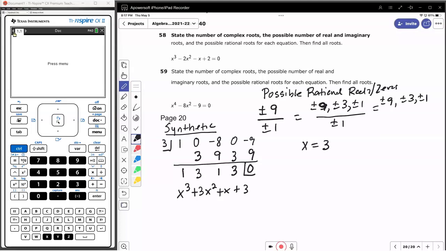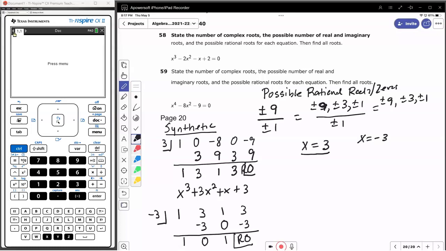Now we have 3, we can try negative 3 if we want. So we have 1, 3, 1, 3, and we know it's a root if the remainder is 0. Negative 3 times 1 is negative 3. 3 plus negative 3 is 0. Negative 3 times 0 is 0. 1 plus 0 is 1. Negative 3 times 1 is negative 3. So that's 0. So the remainder is 0, and like I said, if the remainder is 0, then we know it's a root. So we have x equals 3 as a root. We also have x equals negative 3 as a root.